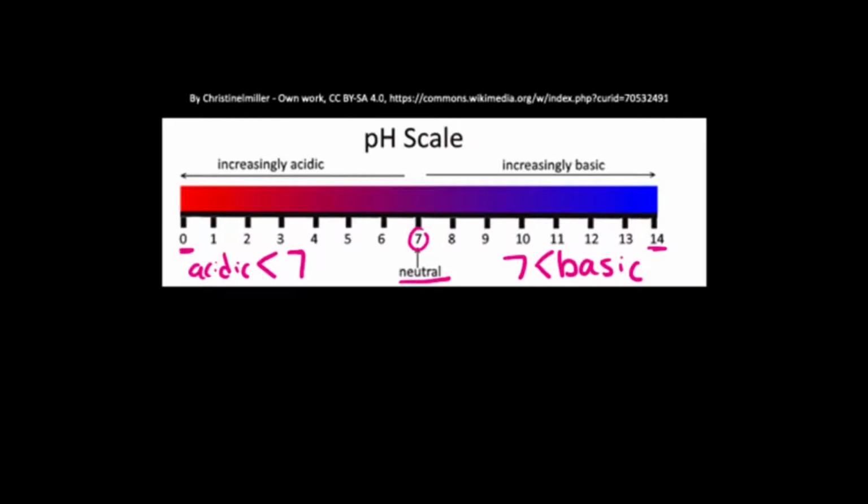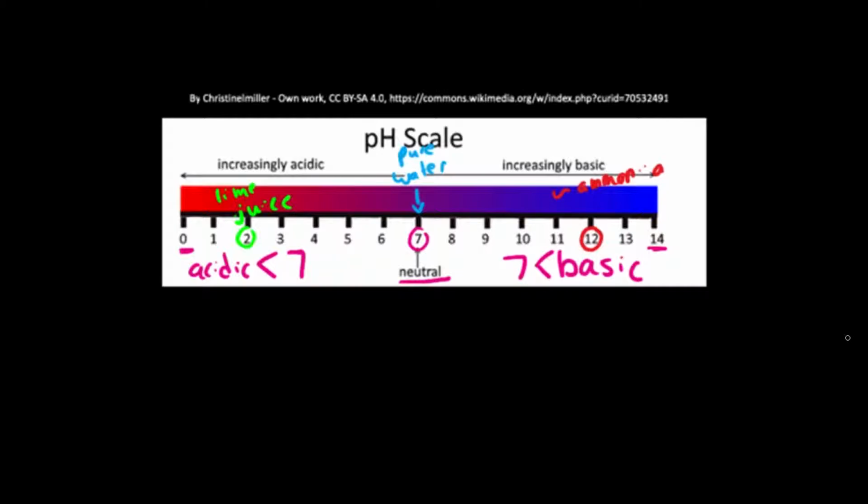The pH of pure water is 7, so it is neutral. The pH of lime juice is 2, so it's acidic. The pH of household ammonia is about 12, so it is basic.